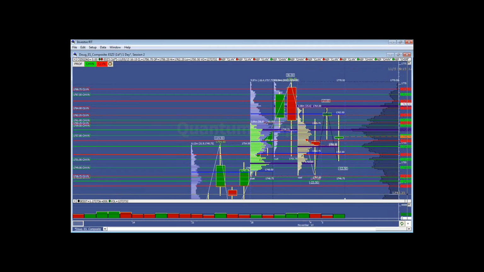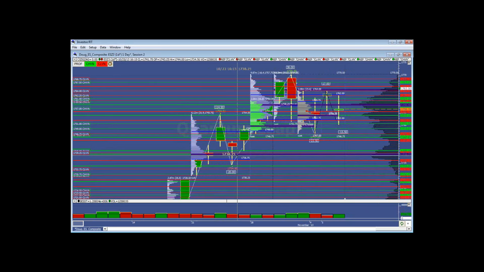You can see we broke out of the balance that we were in around 38.75. We moved up for 2 days. We held value and accepted value at 1750. Then we went up and made the new high, 1770.50 in the RTH. We went higher in the Globex to 1773.25. They tried to hold value. Where did they try to hold value? 1764.50. They couldn't hold value. They come back down to where they started.